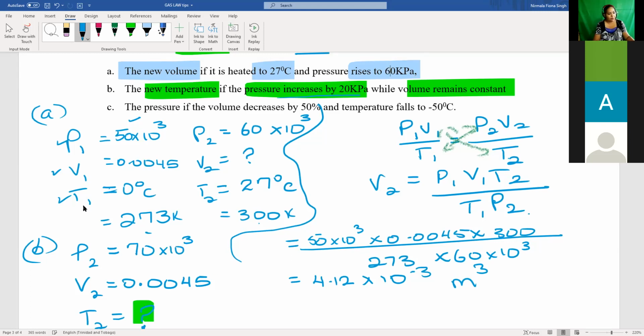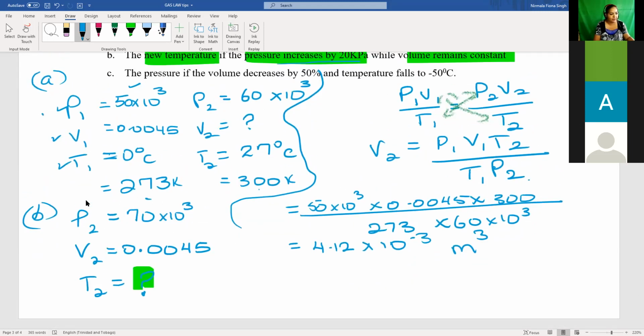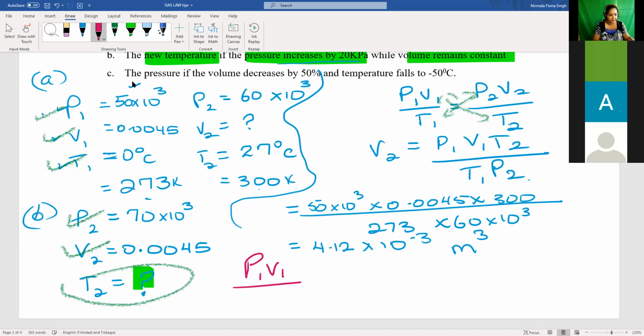So now I have all my terms. I have 1, 2, 3, 4, 5. I can find my 6th. Let's plug this into a formula. All right, then we'll do the working at the bottom. So for this one, let me use a different color pen so you don't get it mixed up. So for part B, P1 V1 over T1 is equal to P2 V2 over T2.